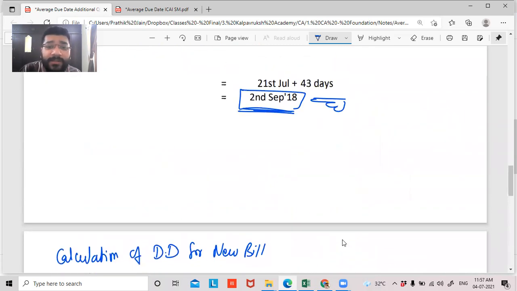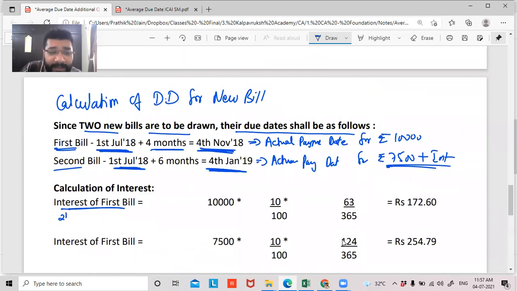So guys, average due date is 2nd September. From 2nd September to 4th November, how many days? Can I say 63 days? You made the payment 63 days after the due date. So for the 63 days, don't you think that interest has to be paid on 10,000 rupees? Because for the first bill, the amount that you're settling is 10,000. So 10,000 into 10 by 100 into 63 divided by 365. So the interest on the first bill is 172.